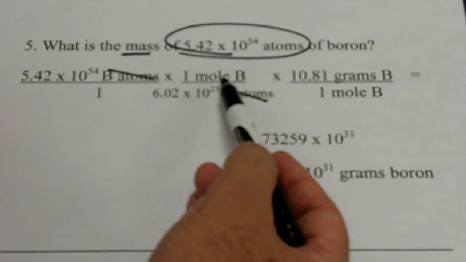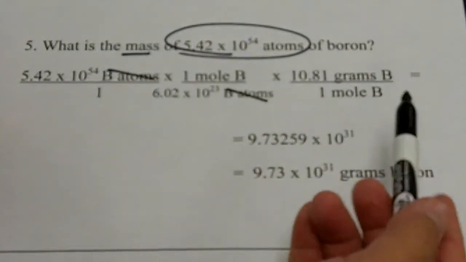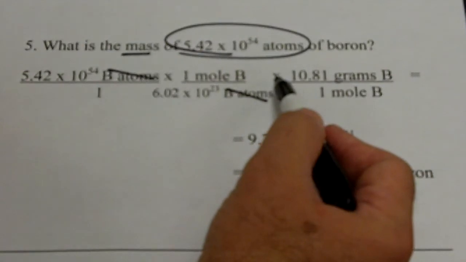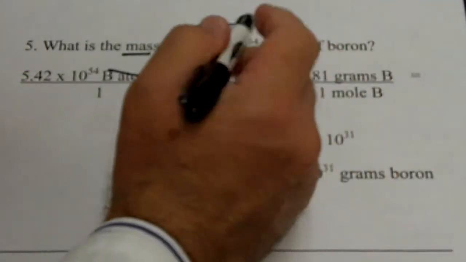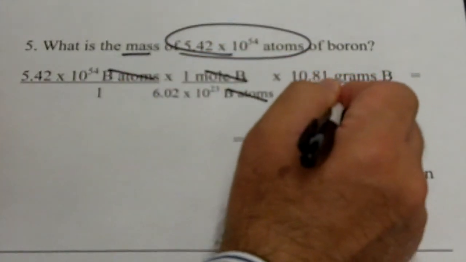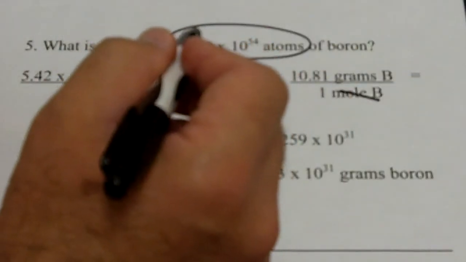I'll ask myself, is that what I'm looking for? Am I looking for moles of boron? No, I'm not. I'm going to require another step. Times, make a division sign, whatever unit is there is going to go right there. So moles of boron there, moles of boron there, okay?